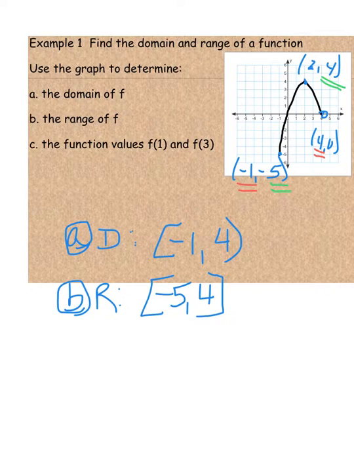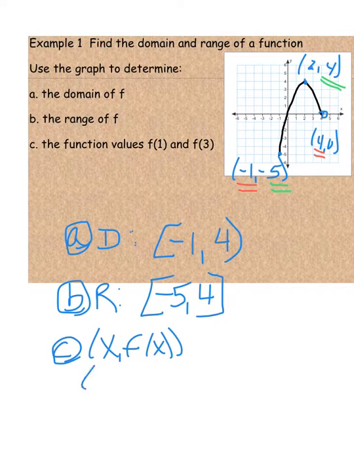For part C, the function values f(1) and f(3). We're referring to (x, f(x)). In the first case, they want us to find f(1). This is asking for the coordinate on the graph where x is equal to 1. What is the corresponding y? If I look at my graph at the x value of 1, I can see this point here, (1, 3), is on my graph. So f(1) is equal to 3.